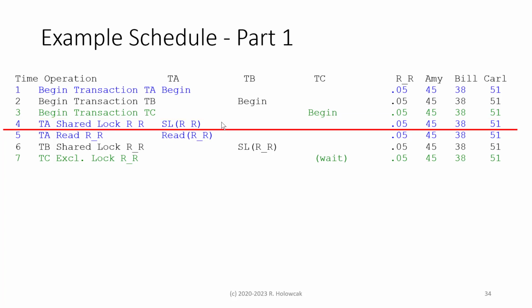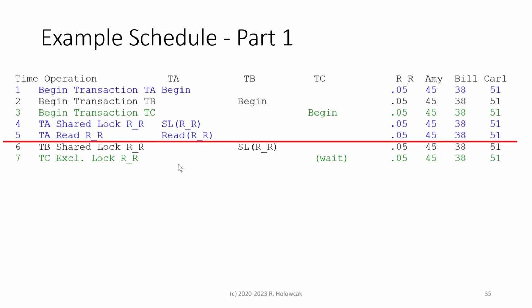Transaction A goes first, and it asks for a shared lock on raise rate. Why a shared lock? Because transaction A only needs to read the raise rate. That lock is granted, therefore transaction A is allowed to read the raise rate. So at step 5, transaction A learns that the raise rate is 5%.